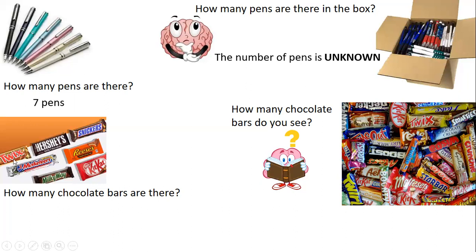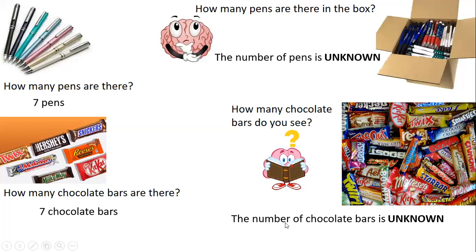Another example. If I asked you how many chocolate bars are there in this picture, it's very easy to count. 1, 2, 3, 4, 5, 6, 7. Also, there are 7 chocolate bars in this picture. 7 is a known number, I know it. But if I give you this picture and tell you, how many chocolate bars do you see in this picture? It's very hard to tell me the exact number of chocolate bars you have in this picture. So your answer will be the number of chocolate bars is unknown.